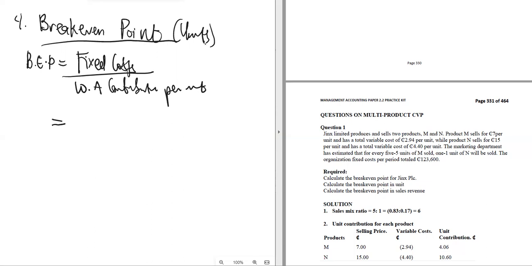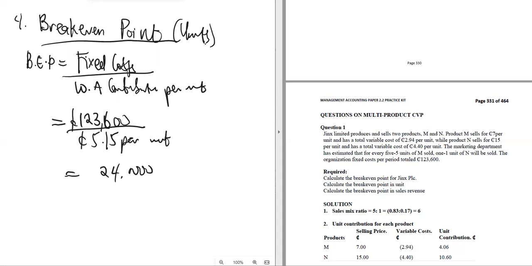So per the question, it tells us our fixed cost is 123,600 Ghana cedis. Now we divide this by our weighted average contribution of 5 cedis 15 pesewas per unit. Okay, and that gives us the value of our break-even point in units. 123,600 divided by 5.15. And this ends up giving us 24,000 units.